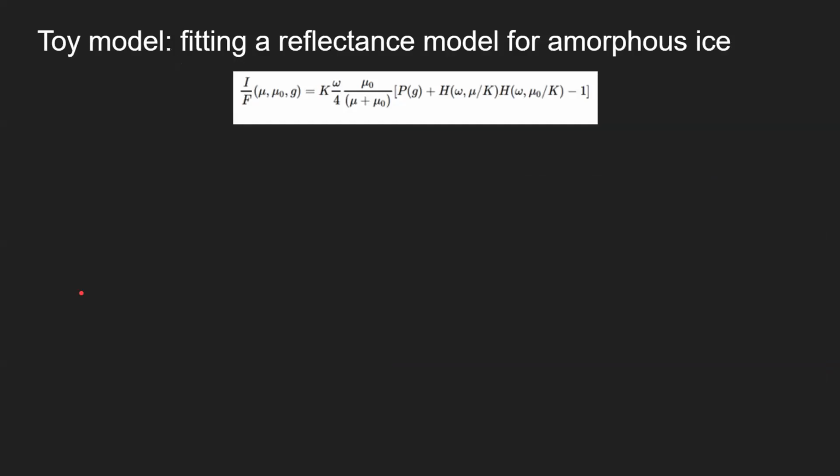As my title alluded to, the analysis technique that I'm going to use is Bayesian sampling, or Bayesian inference, sorry. I thought I'd motivate it by giving a toy model example. This is a simple reflectance spectrum of amorphous grains. This is the equation which gives you the I over F, which is the reflectance, and this is Hapke's model.